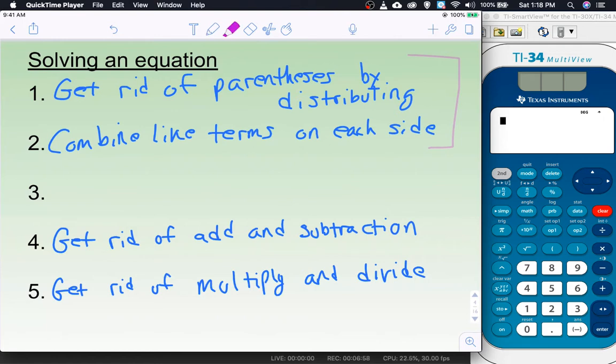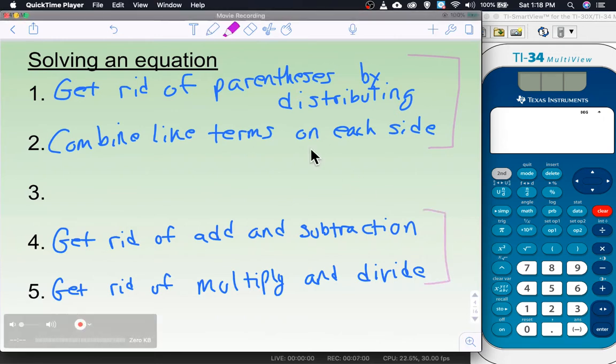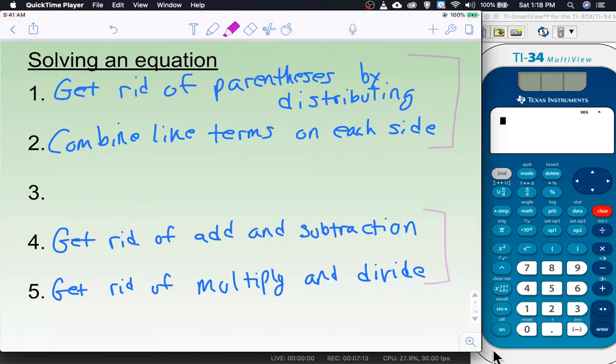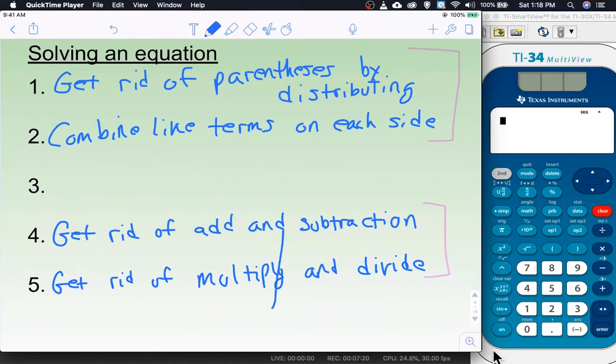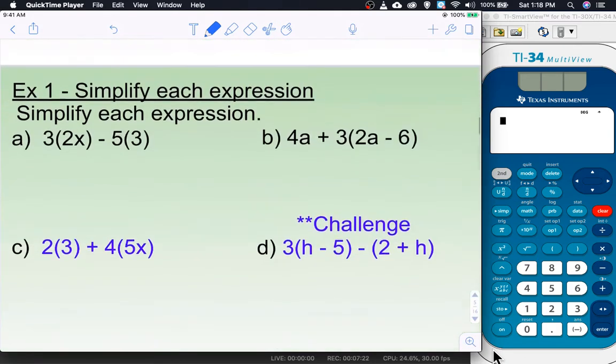So it really comes down to our first piece up here, the first two steps. We are going to simplify the problem. Make the problem simpler if we can. Then we get the variable by itself. Isolate the variable, you'll hear it called. The first few problems we're going to talk about are going to be on those first two steps. We're going to practice simplifying a little bit.